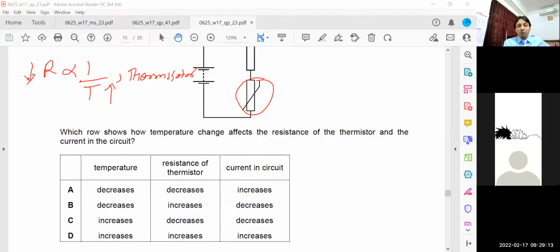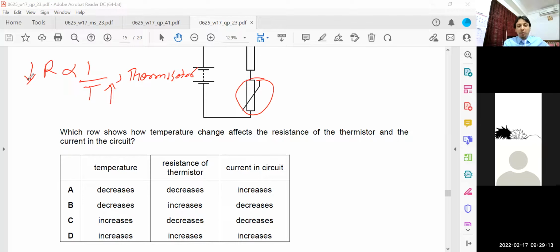Let me move to option B. In option B, they said temperature is decreasing. Okay. Resistance of thermistor will increase. Yes, it is increasing. What about the current? If resistance increases, will current increase or decrease, children? Resistance will increase, current will decrease. Yeah, I think I found the right answer, B, but I want to go to option C also.